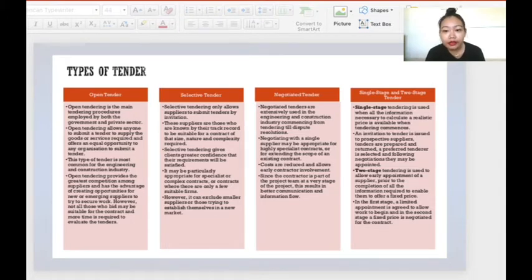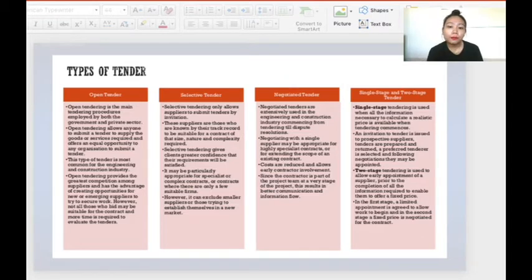Negotiated tenders are extensively used in the engineering and construction industry, commencing from tendering till dispute resolutions. Negotiating with a single supplier may be appropriate for highly specialist contracts or for extending the scope of an existing contract. Costs are reduced and it allows early contractor involvement. Since the contractor is part of the project team at a very early stage of the project, this results in better communication and information flow.